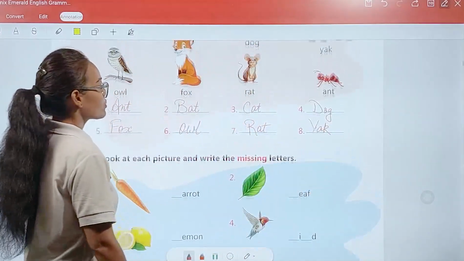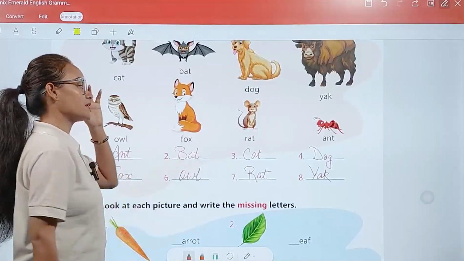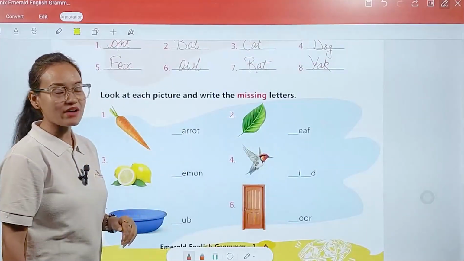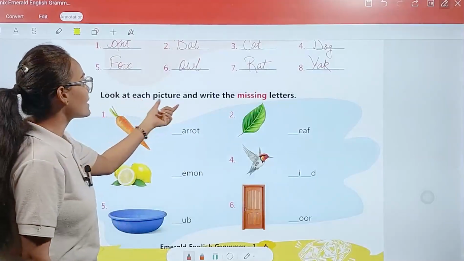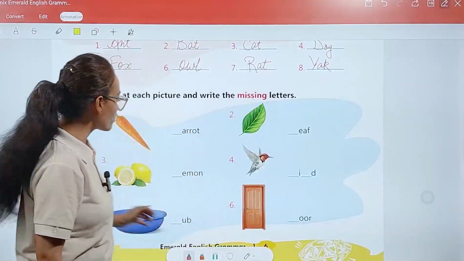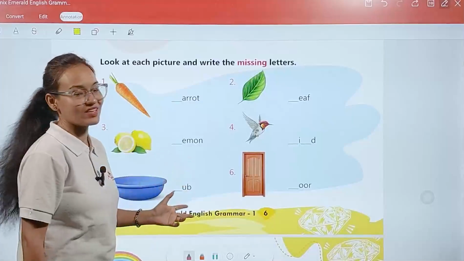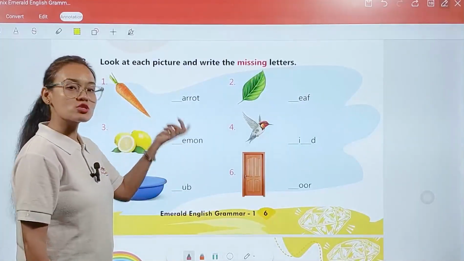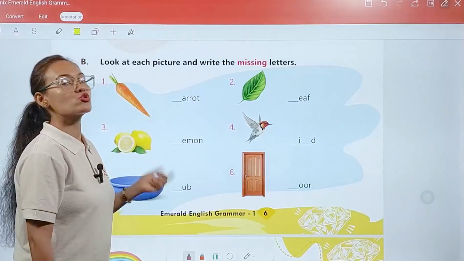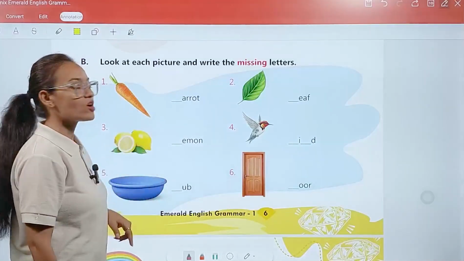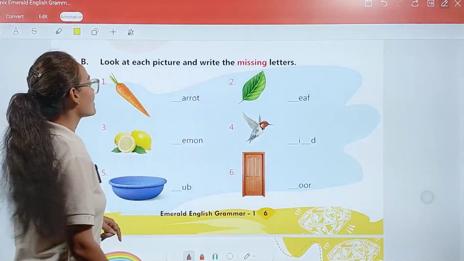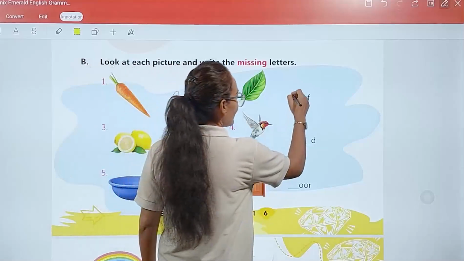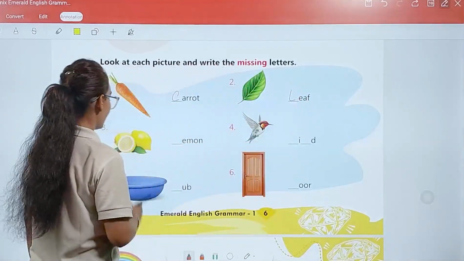So you can see, my dear student, in this way we have completed this sequence. Now in exercise number B, what we have to do? Look at each picture and write the missing letters. So here, my dear students, some pictures are given. And you have to write the name of that which is drawn in the picture. So this is what? It is carrot. C for carrot. So here you are going to write C. This one, leaf. So here you are going to write L.